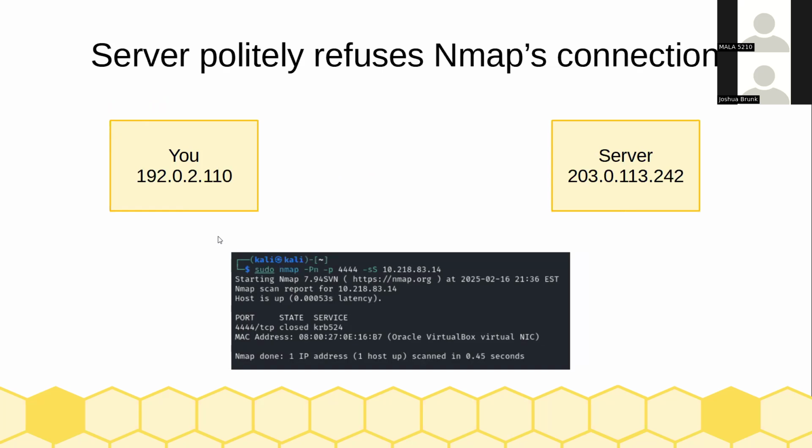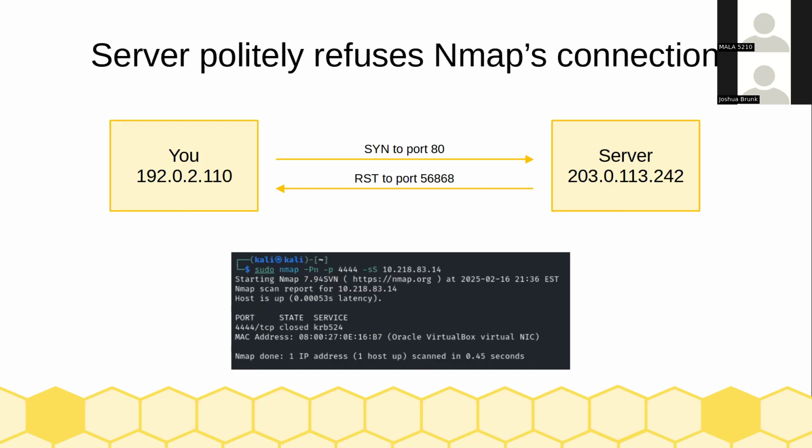Same exact scan, same exact nmap command as before, but this time the server did something different. You'll send a TCP SYN packet to the server, and the server will send a TCP RST packet. This packet is supposed to mean abandon the connection because I'm not ready for you or something has gone wrong, and it's used to close and also refuse TCP connections. So this is the server politely telling you to go away.